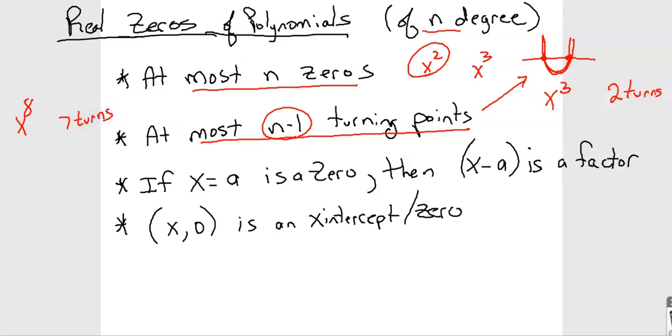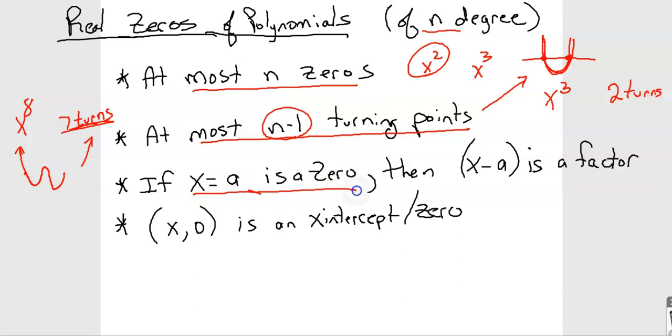Okay, so an 8th degree is going to look like this, the end behavior. At most, it can literally go down, then back up, then down, then back up. But at most, it's going to have 7 turns, at most.